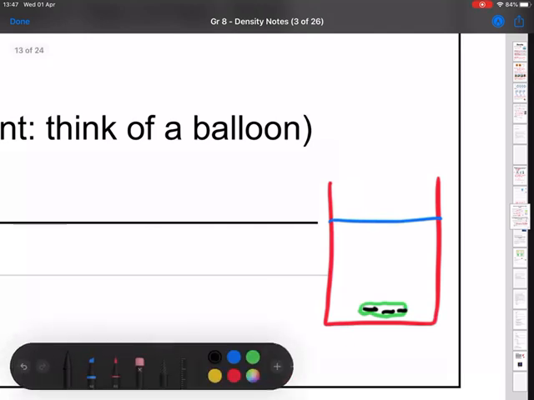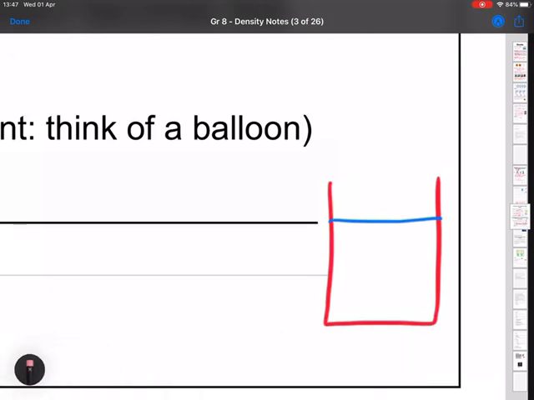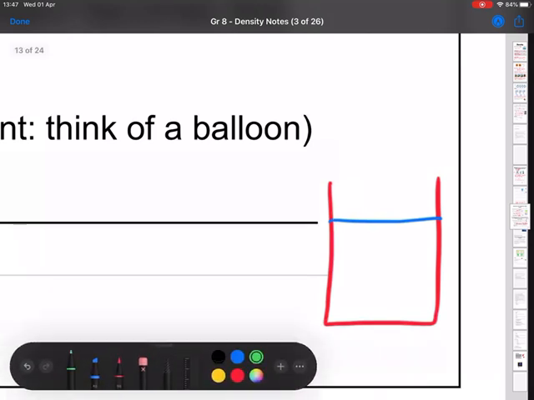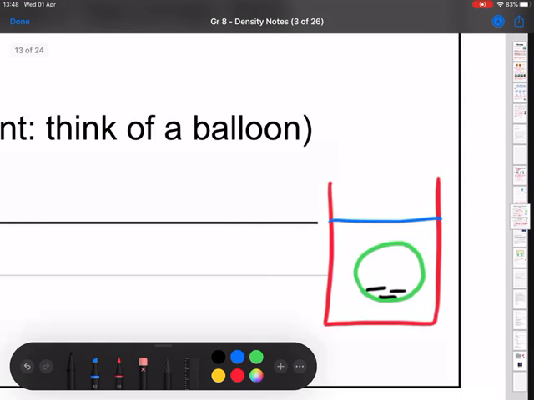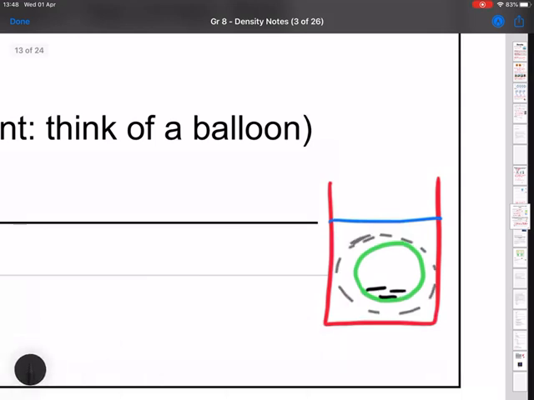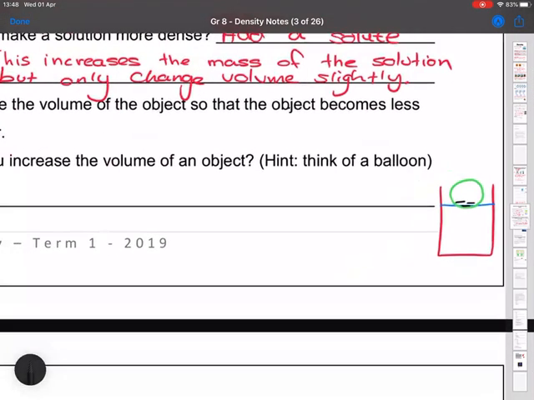If you took the balloon out and you kept the coins in it, but then you blew it up. So let's have a blown up balloon, and it's now got the 3 coins still in it. You should agree that that balloon is actually not going to sink anymore. It's going to be floating on the surface of the water. And the reason why is because by increasing the volume, you've decreased the density.